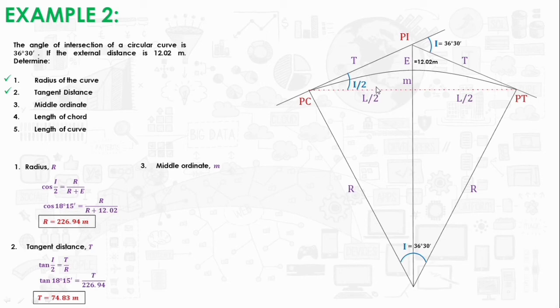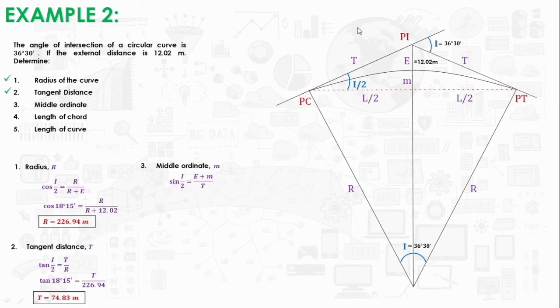So, given naman si E, tama? Given si T. However, unknown lang si L over 2 and unknown si middle ordinate. But we can use what trigonometric function? We can use sine function, di ba? The opposite over the hypotenuse para ma-avoid natin si L over 2. So, we can use the sine function I over 2 equals to E over M, which is the opposite, divided by the hypotenuse, which is T.